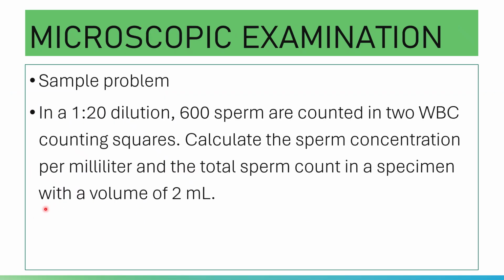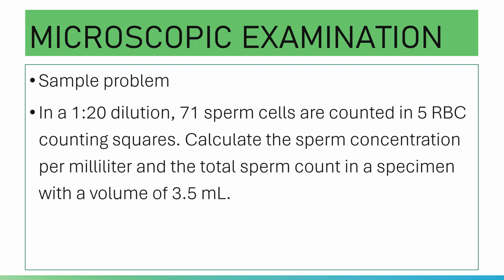So you have here a sample problem. In a 1:20 dilution, 600 sperm cells are counted in 2 WBC counting squares. Calculate the sperm concentration per ml and the total sperm count in a specimen with a volume of 2 ml. This one utilizes the shortcut method.